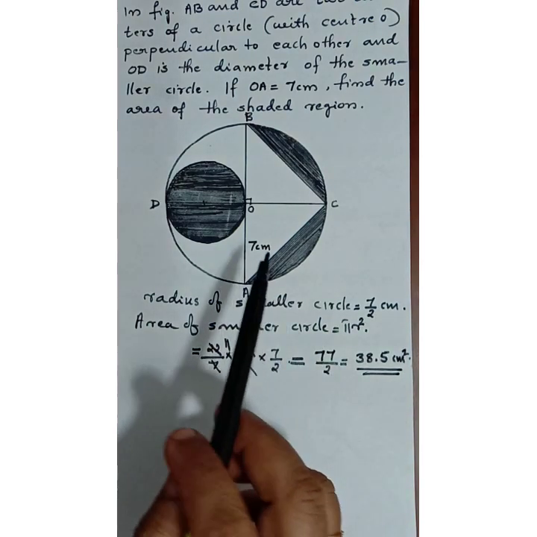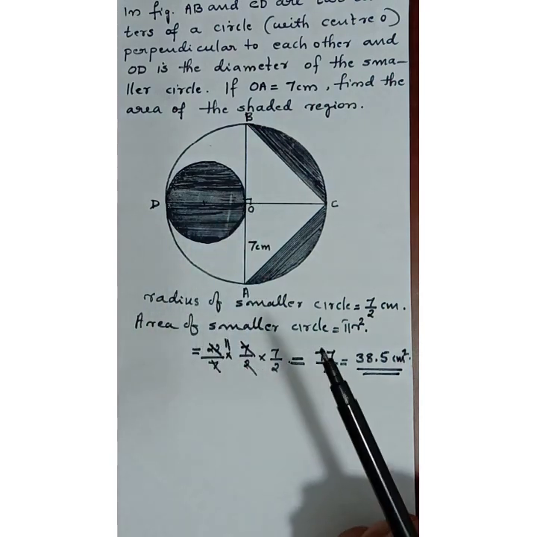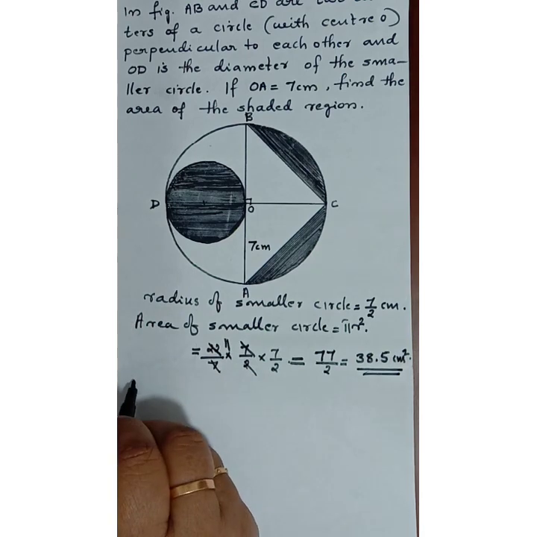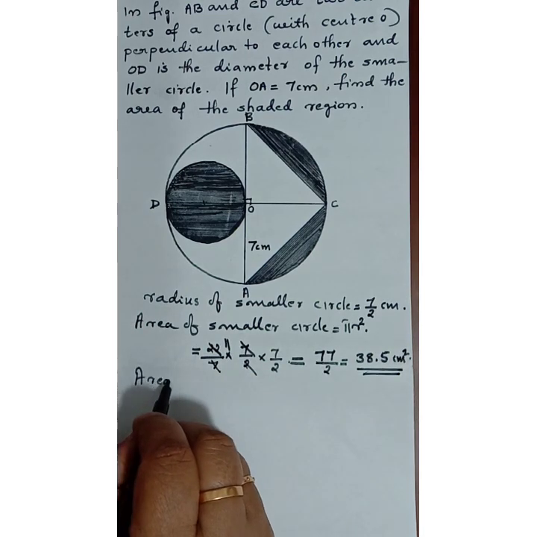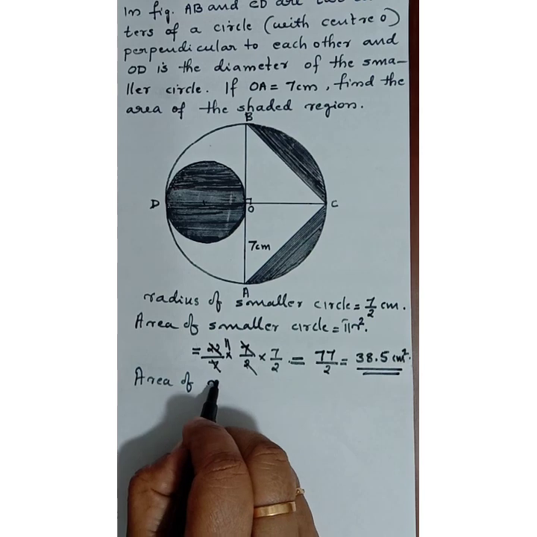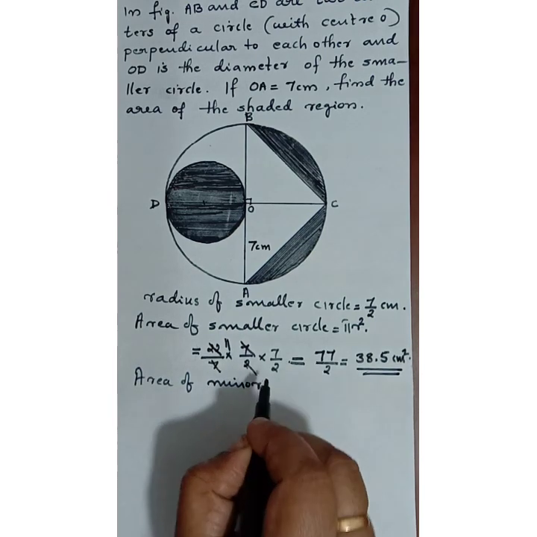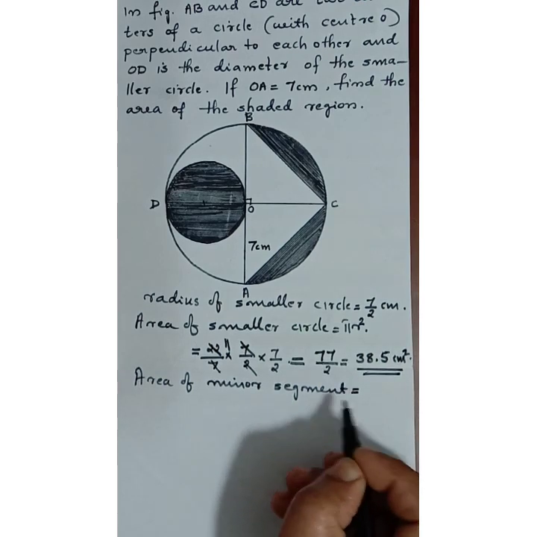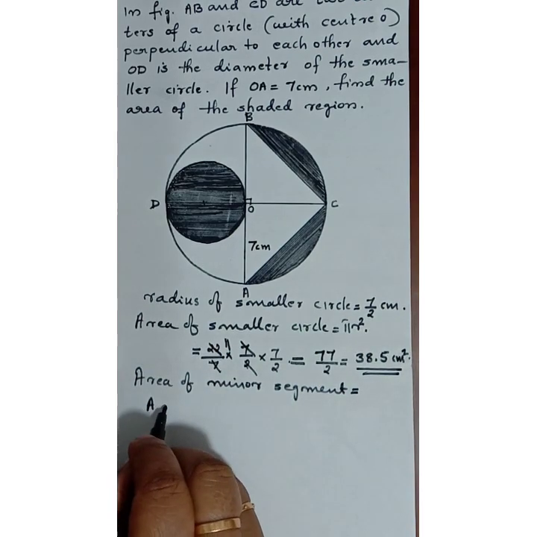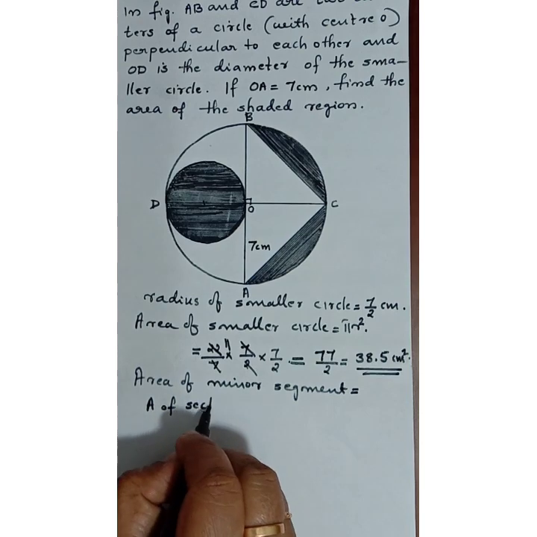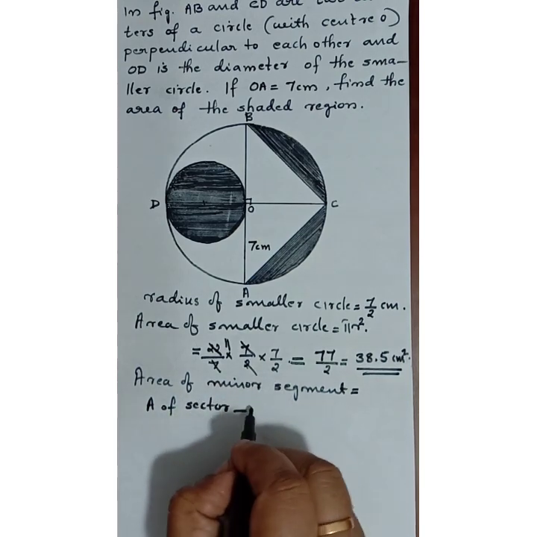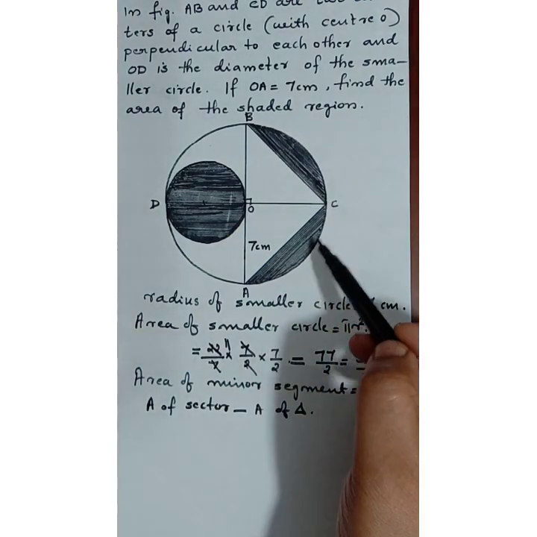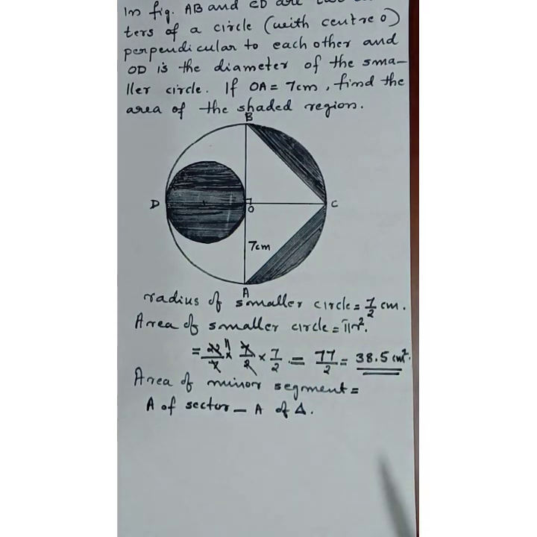Now we are going to find out the area of the segment. I think we can directly substitute, that will be better. Area of minor segment is equal to area of sector minus area of triangle. Only one segment we are finding out.